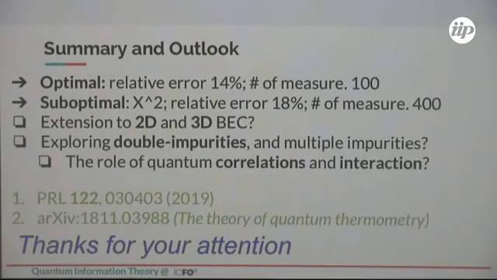Just to wrap it up, we can have a relative error below 14% with 100 measurements. This is achieved by doing this weird kind of measurement in a superposition of position and momentum. We can have suboptimal measurements of position, which can have a relative error of 18% with 400 measurements. Probably a future direction would be to look at extensions of this problem in two-dimensional and three-dimensional BECs. What would probably change in these cases is the spectral density of the environment when you map your system to the Brownian motion.